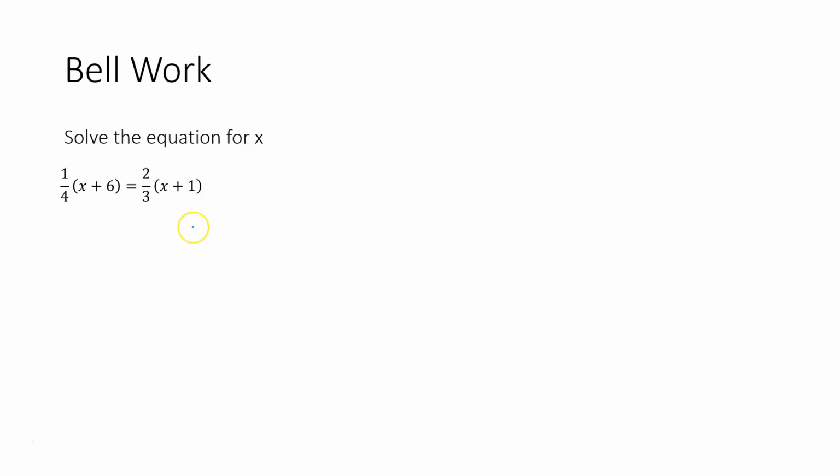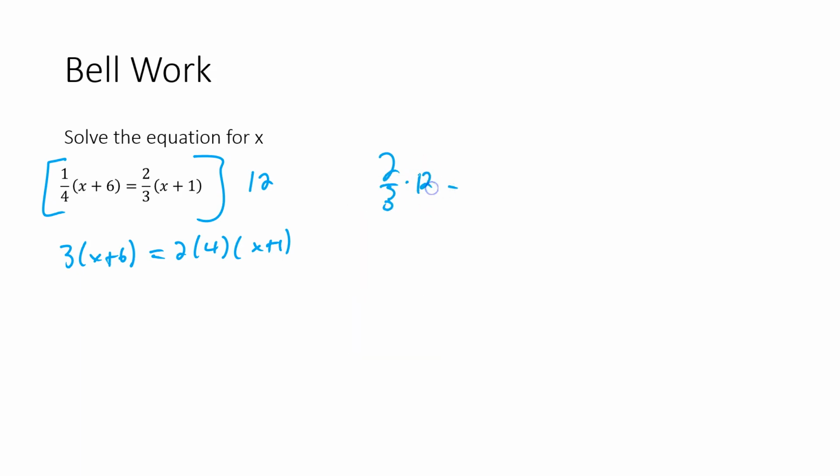So what I would do first here is I would multiply by something that gets rid of the fractions. 4 we'll get rid of over here, but not over here. 3 we get rid of this side, but what can I multiply by to get rid of everything? I think if I multiply by 12, that'll work. So on the left side, 12 times 1/4, that's 3, because a fourth of 12 is 3. So I have 3 times x plus 6 equal to, 12 divided by 3 is 4, so I have 2 times 4 times x plus 1. Right, 12 divided by 3 gives me 4, so it's 2 times 4. Remember you can always just do that in any order that you want.